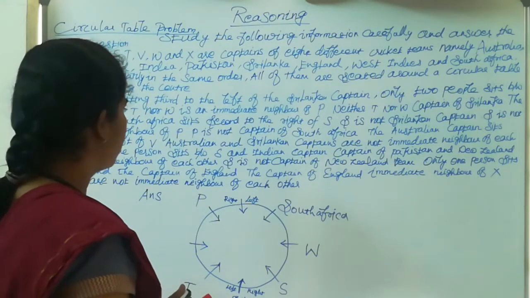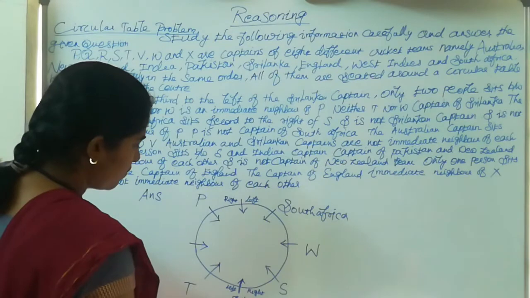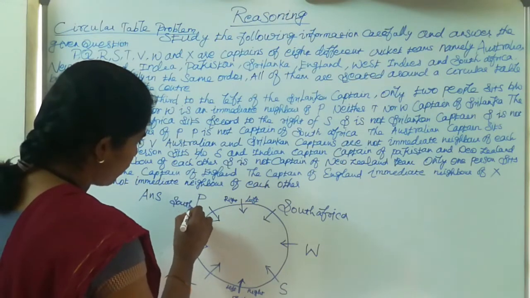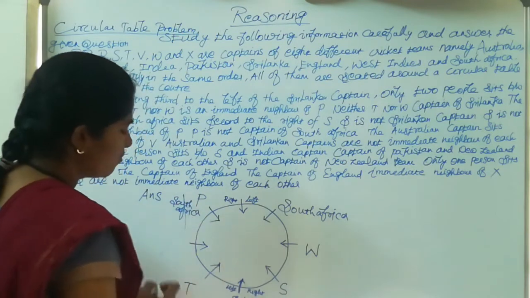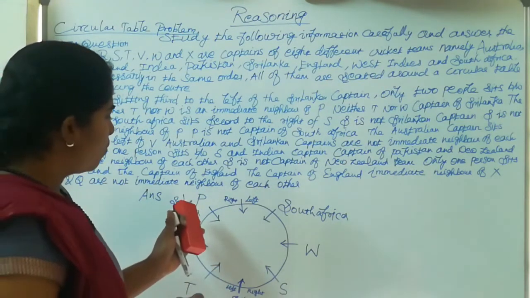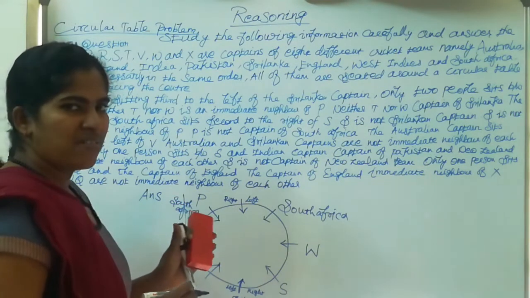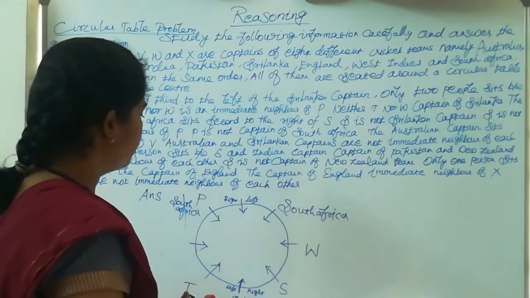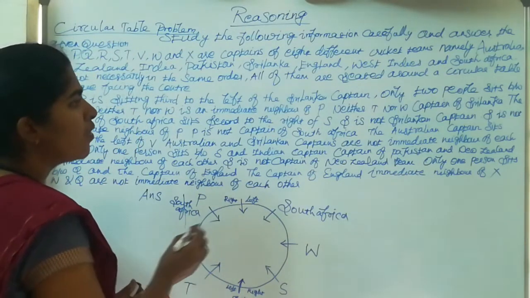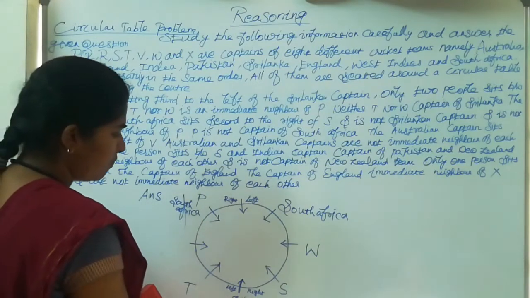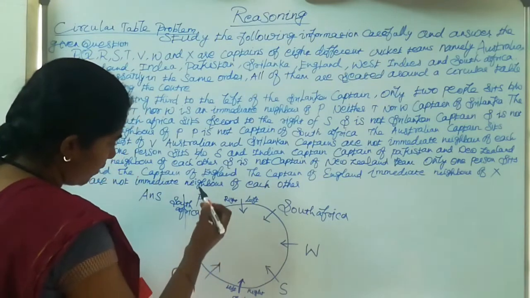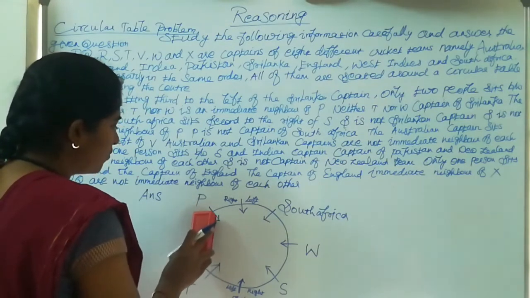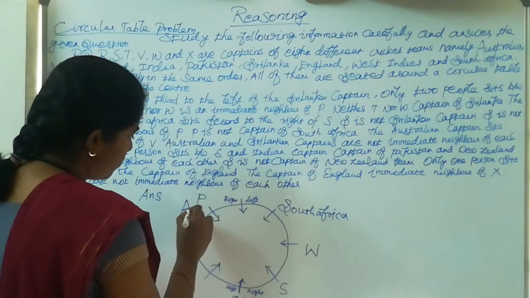The Australian captain sits third to the left of V. P is not captain of South Africa, so the captain of South Africa is not P. I write V here. The Australian captain sits third to the left of V: 1, 2, 3. South Africa is not P, so the captain of P is Australia.